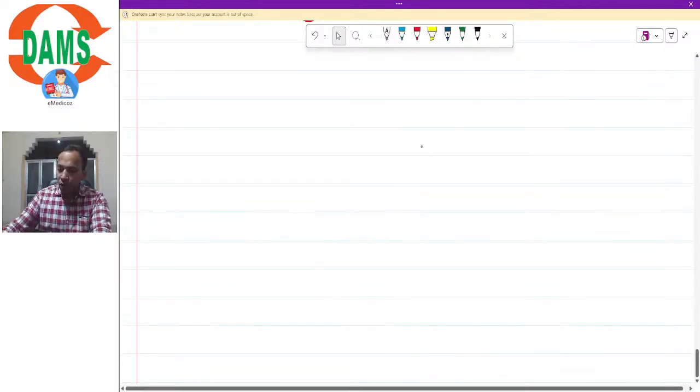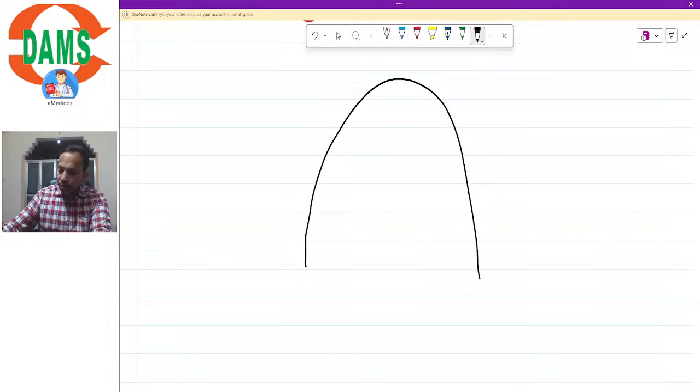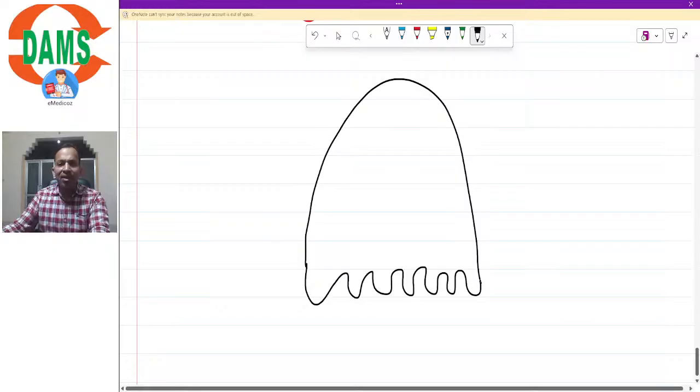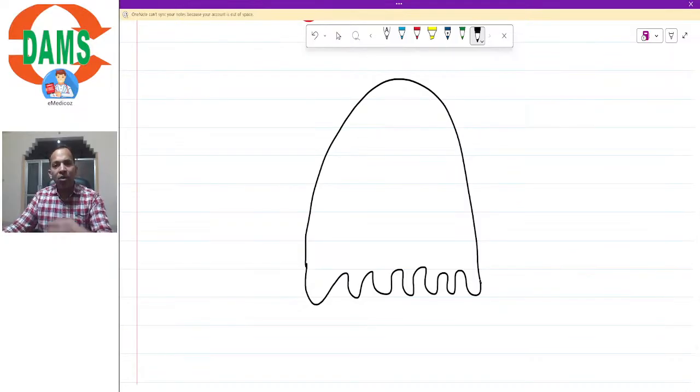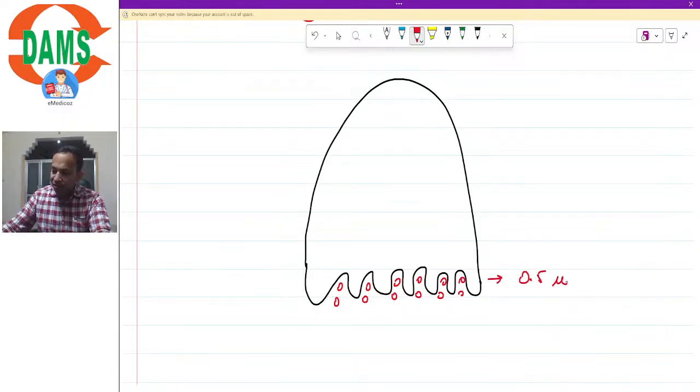So how is the water component of saliva formed? Let's say this is a secretory cell. It might be mucinous, it might be serous. It doesn't matter because the mechanism of formation of the liquid component is the same. In the base of these cells, we have numerous blood vessels. And these folds are approximately 0.5 microns deep. So we have numerous blood vessels associated with these folds.